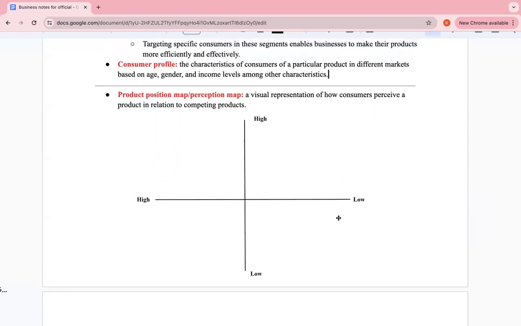Now, product perception map. It's a visual representation of how consumers perceive a product in relation to competing products. So basically here you have high price, low price, low quality, high quality. So basically you can have that. Usually it's really based on the case.